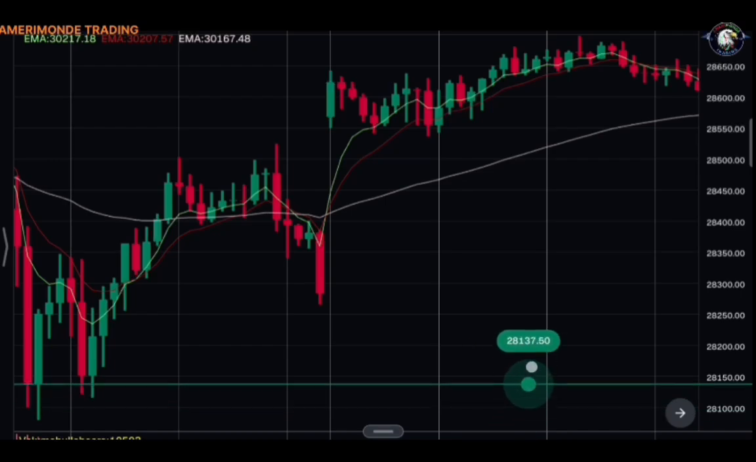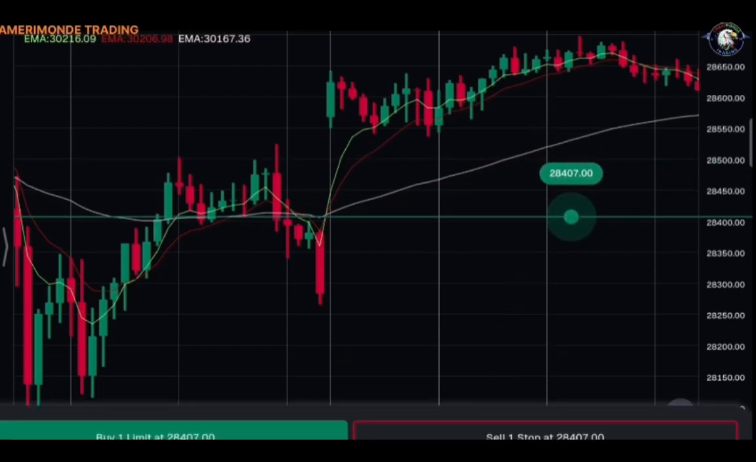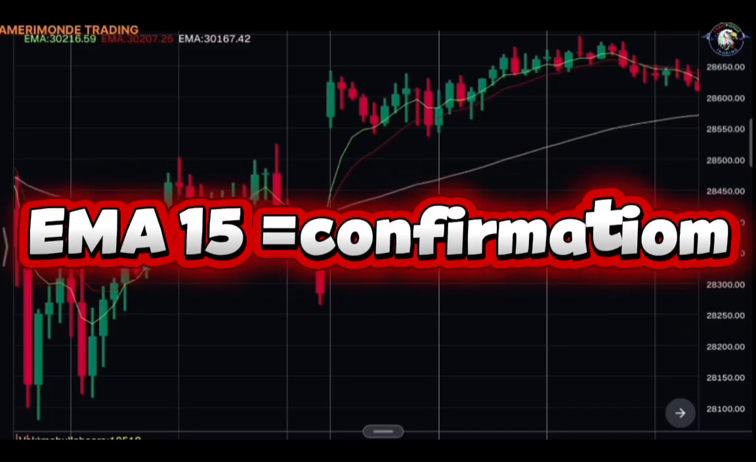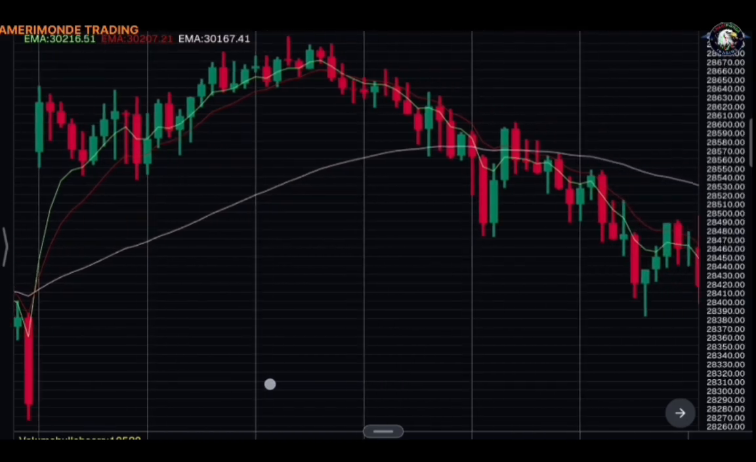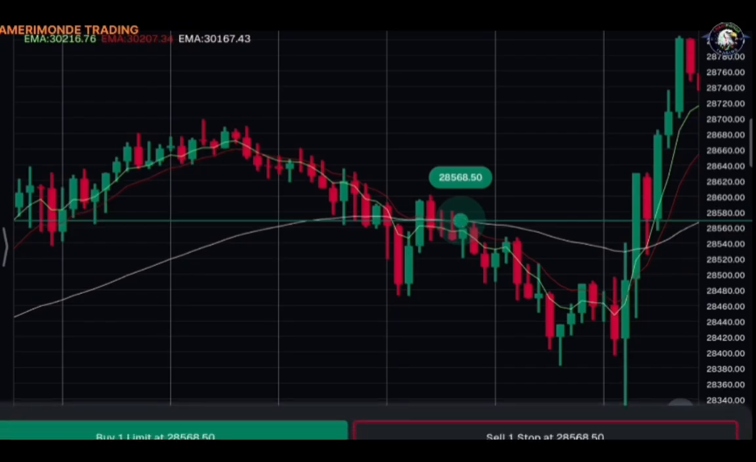We need confirmation. That's where EMA 15 comes in. EMA 15 is the red line. It's the confirmation. This is my favorite. When EMA 5 crosses above EMA 15, it means momentum is shifting bullish. When EMA 5 crosses below EMA 15, it's bearish. This cross is your buy/sell signal.